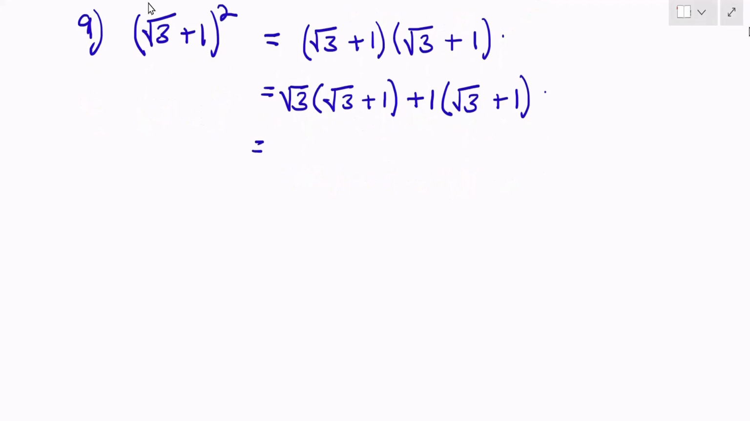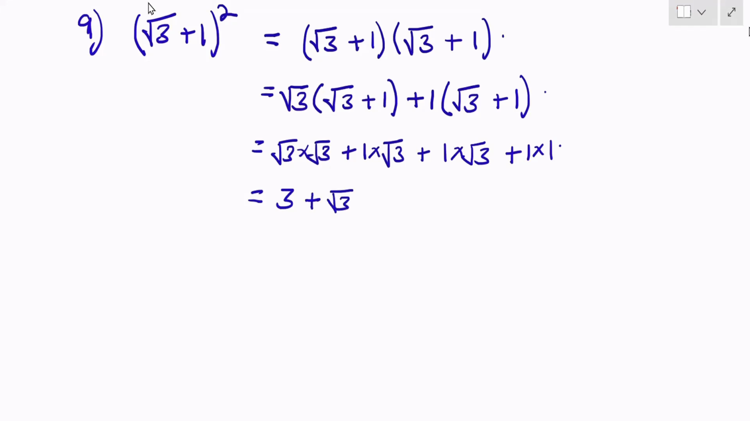So this is the same as having the square root of 3 multiplied by the square root of 3, plus 1 multiplied by the square root of 3, plus 1 multiplied by the square root of 3, plus 1 multiplied by 1. This is the same as having: square root of 3 multiplied by square root of 3 is 3, because we shall have 3 squared but under square root to give us a 3, plus 1 multiplied by square root of 3 gives us a root 3, plus root 3, plus 1.